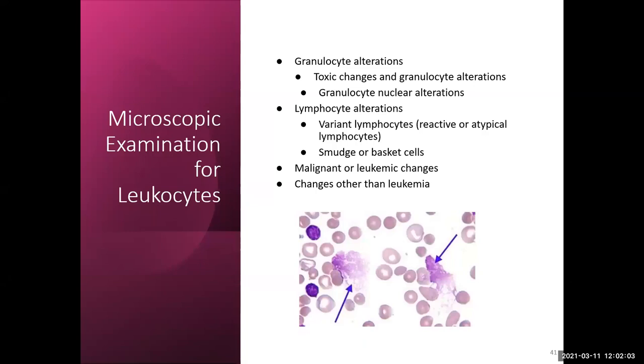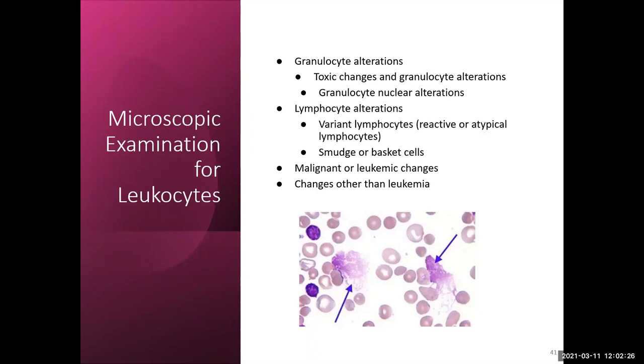For your granulocytes, you're looking for any kind of change within those. So do they have toxic granulation? Is there something in the nucleus? There are some cancers that can have variations to them, and they can have things like Auer rods in the nucleus, different things like that that you're looking for to indicate cancer.